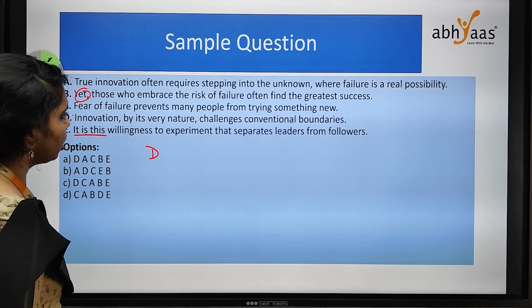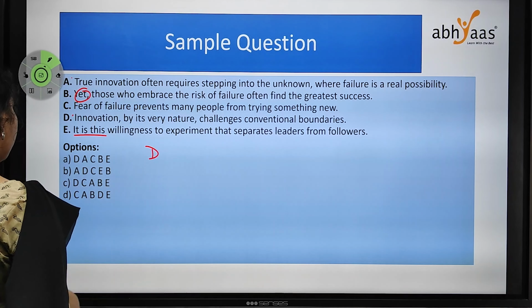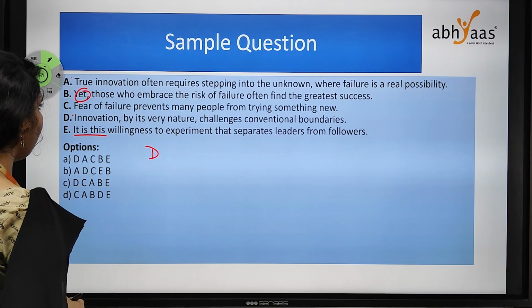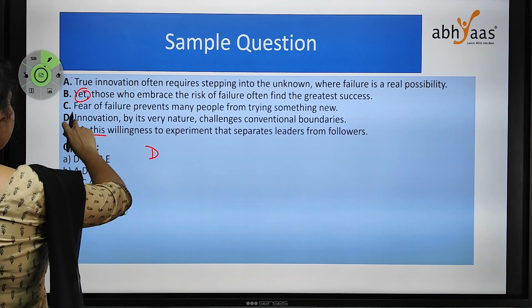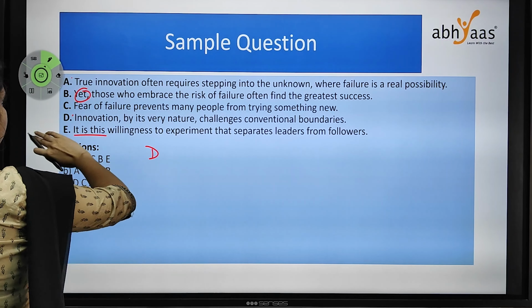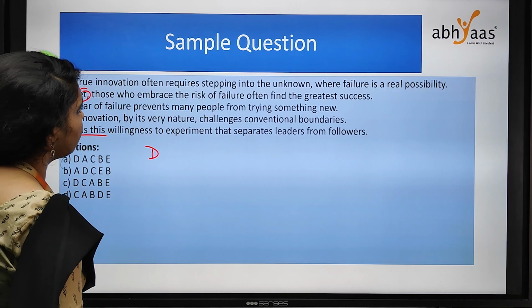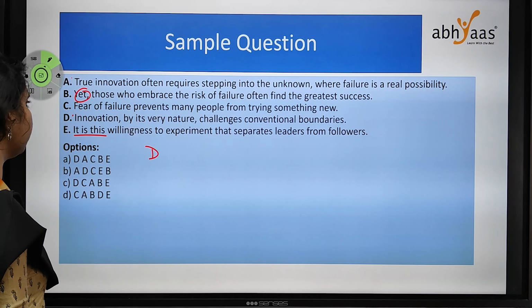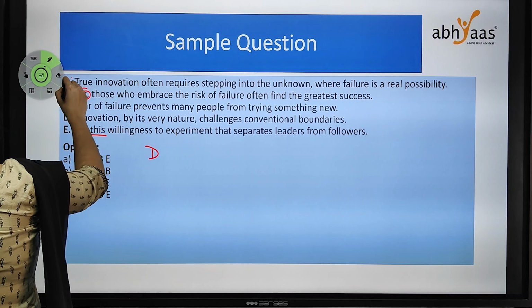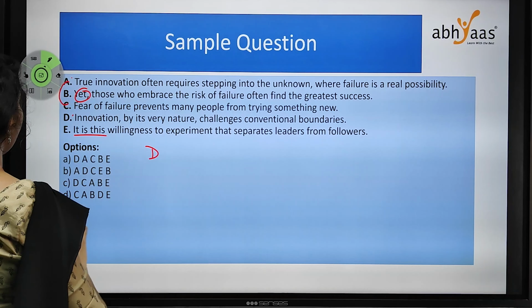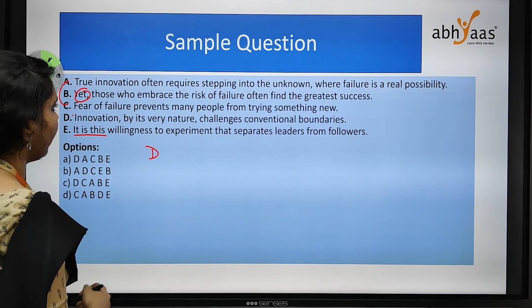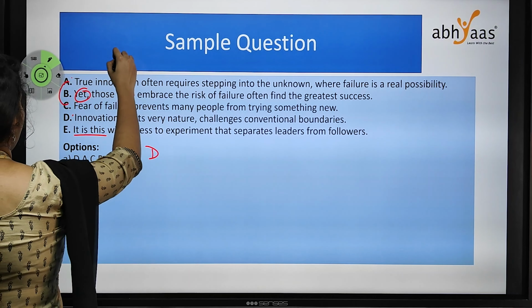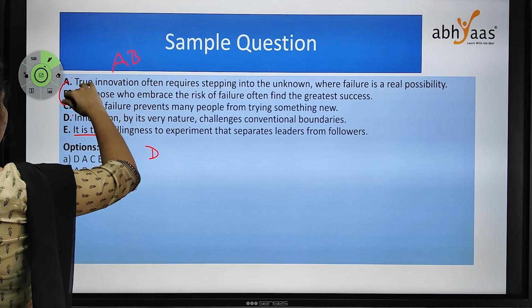Innovation by its very nature challenges conventional boundaries. Fear of failure prevents many people from trying something new. In D and A we can see that innovation is being discussed, right? True innovation often requires stepping into the unknown where failure is a real possibility. So C and A are related, and D and A also seem a bit close. Then we have, yet those who embrace the risk of failure find the greatest success. So this is like B follows A, right? A and B are logical. B follows A, that is why.